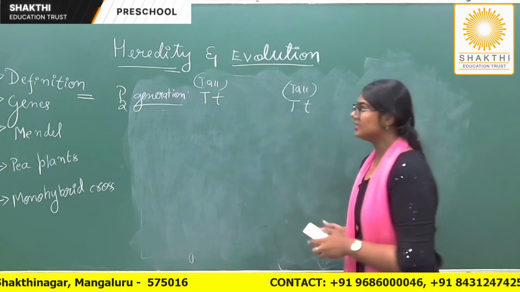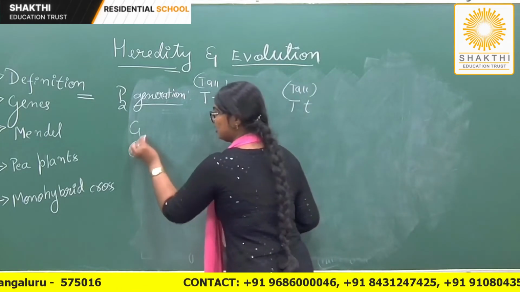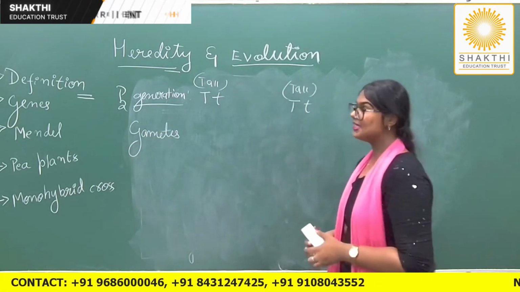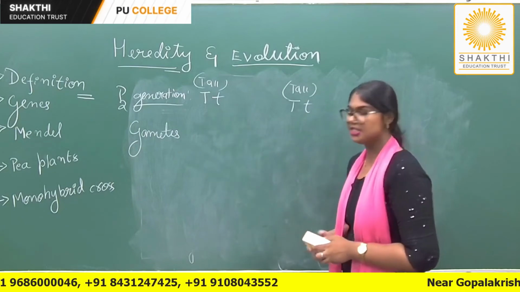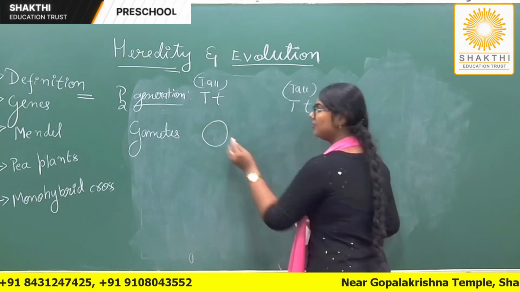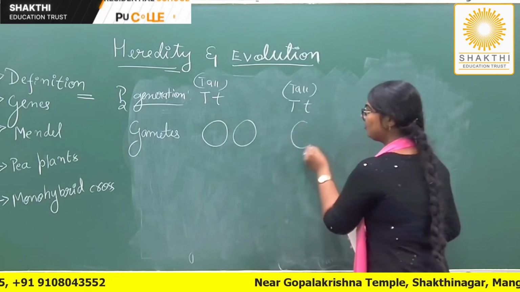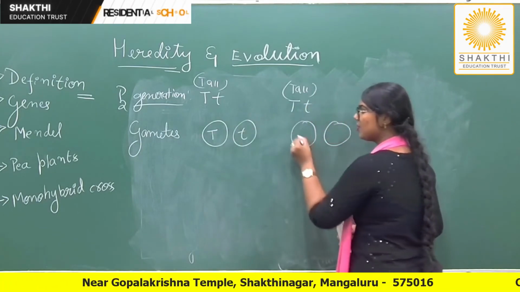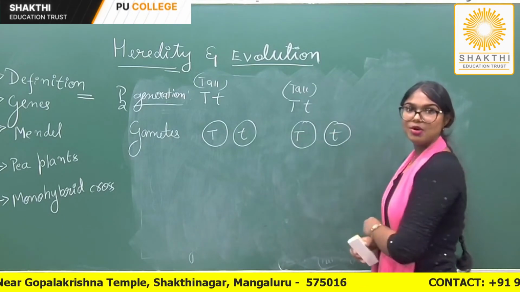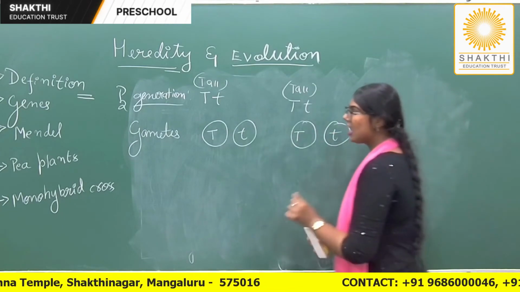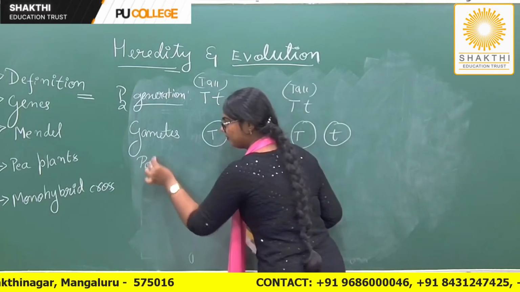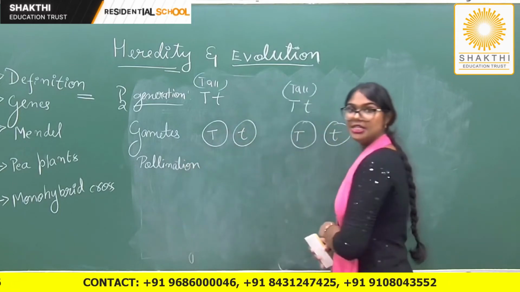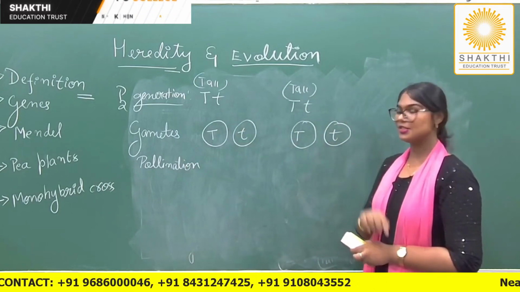How are the genes? Next you write the gametes. Since there is only one pair of genes here, you have to split them. We shall see this later. So we will split them and write inside one circle capital T, small t, capital T, small t. Next we have the pollination happening. During pollination again we have four possibilities.